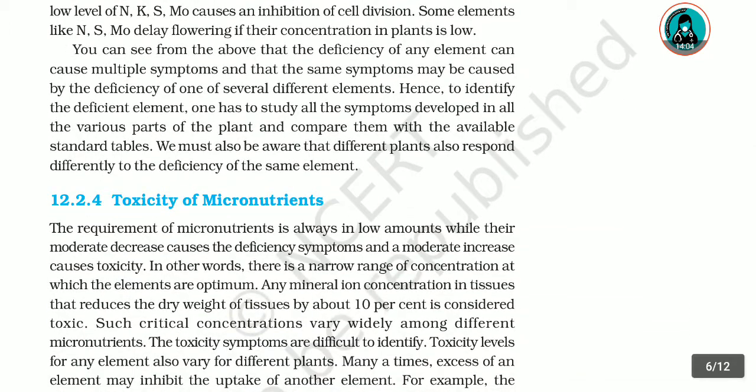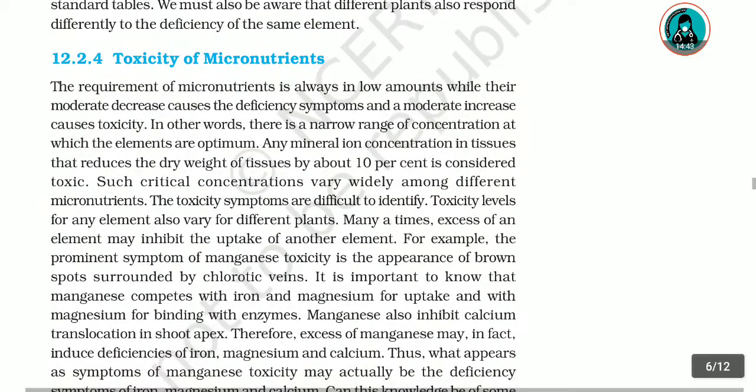You can see from the above that deficiency of any element can cause multiple symptoms and that the same symptoms may be caused by the deficiency of one or several different elements. Hence, to identify the deficient elements, one has to study all the symptoms developed in all the various parts of the plant and compare them with the available standard tables. We must also be aware that different plants also respond differently to the deficiency of the same element.